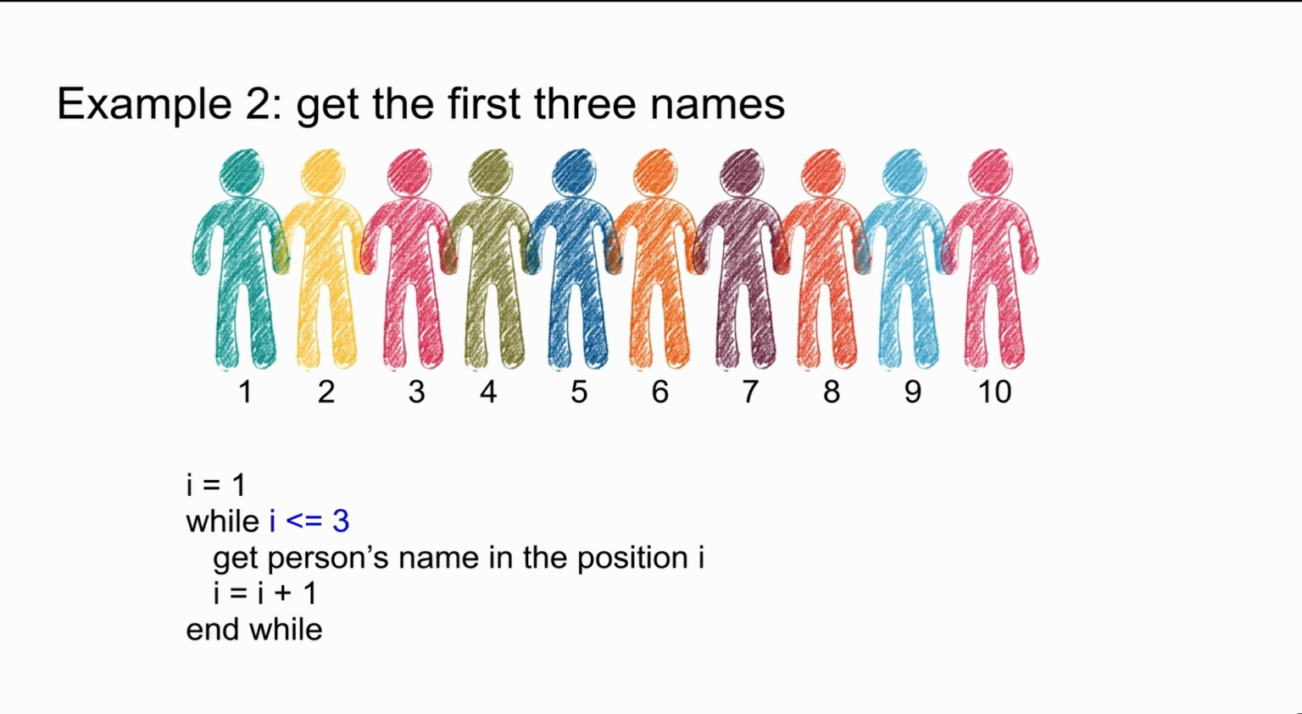We can do this by initializing i at 1 and creating a while that checks if i is less than or equal to 3, and getting each person's name in each iteration. And just like in the for loops, we can also decrease i instead of increase it.